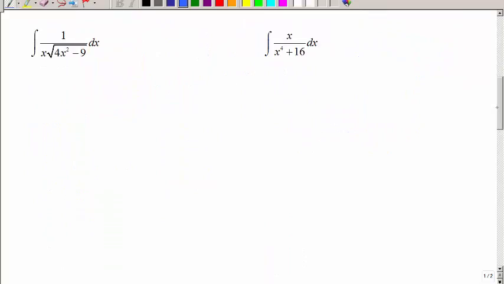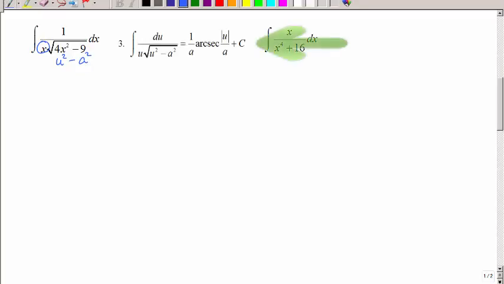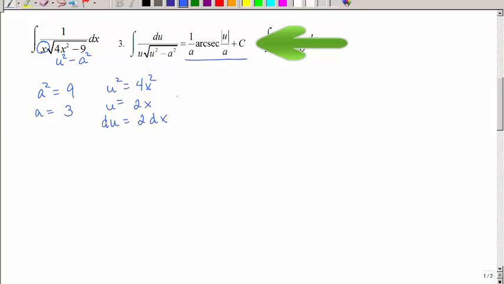Okay, looking at the next one, well, we have a square root, but this time we have our variable squared minus our constant squared, and we've got something outside in front. So I'm thinking arcsecant. Looking at my formula, this really does look like arcsecant. So again, I need to identify my a squared and u squared. So a squared is 9, so a is 3, u squared is 4x squared, u is 2x, so du is going to be 2 dx.